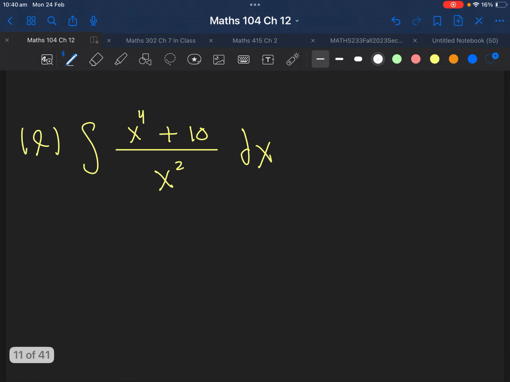Next question, we will use the idea of splitting the fraction. We have seen this idea before in the derivative. We will do it again here.